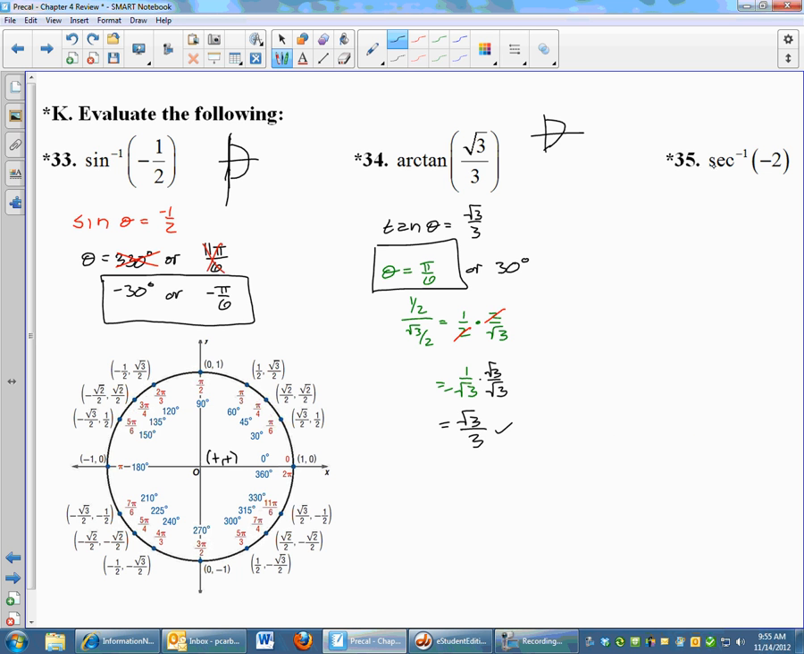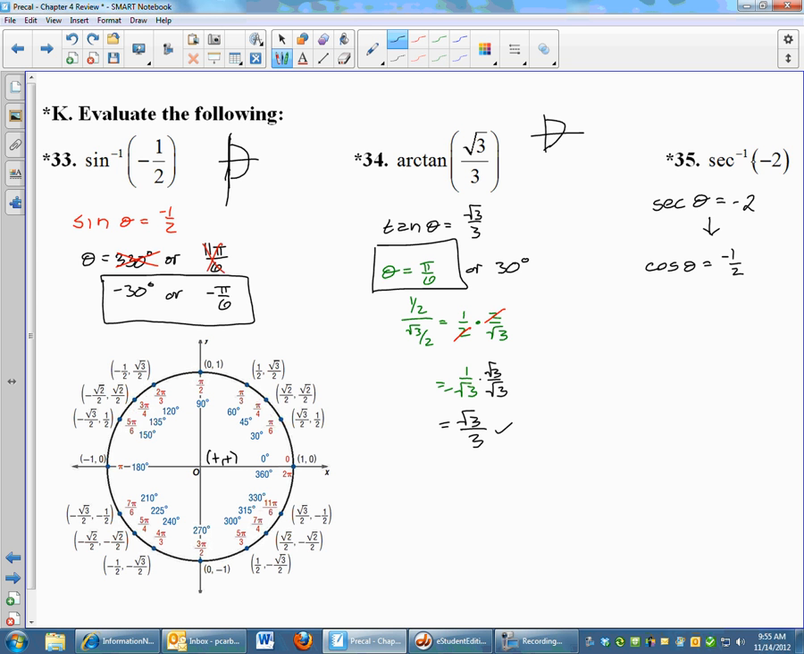Moving on to number 35, the inverse secant of negative 2. When I think secant, I think cosine. It's a lot easier to think in terms of cosine. If you have the inverse secant of negative 2, that's the same thing as saying secant of some angle equals negative 2. And if secant is equal to negative 2, that means cosine, because cosine and secant are reciprocals, is negative 1/2. So I'm going to find the angle where cosine is negative 1/2.